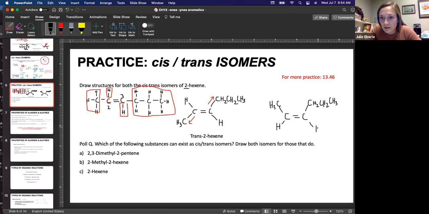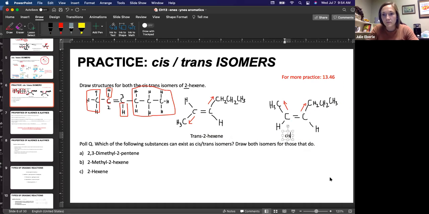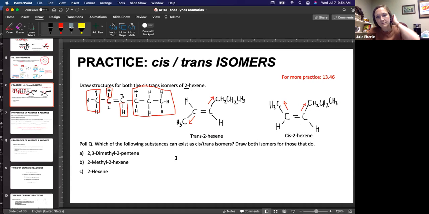So you see how this is cis? Because my red arrows both are pointing up. And again, you could have drawn them both, oops, both pointing down. Okay, so this is cis. Okay, so does that help clarify what I was trying to explain on the previous slide?